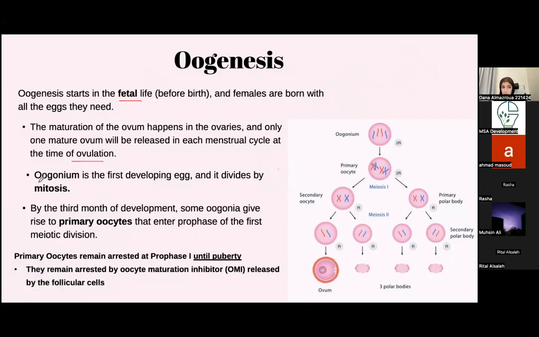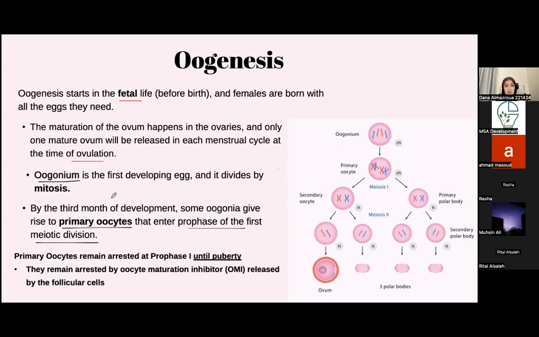So oogonium is the first developing egg, and it divides by mitosis, similar to the concept of spermatogonium. Again, oogonium, it's the first egg here, and it divides by mitosis until it forms a lot of cells. Now, by the third month of development in the utero, some oogonia, the plural of oogonium, would start giving rise to what is known as a primary oocyte that enters the prophase of the first meiotic division.